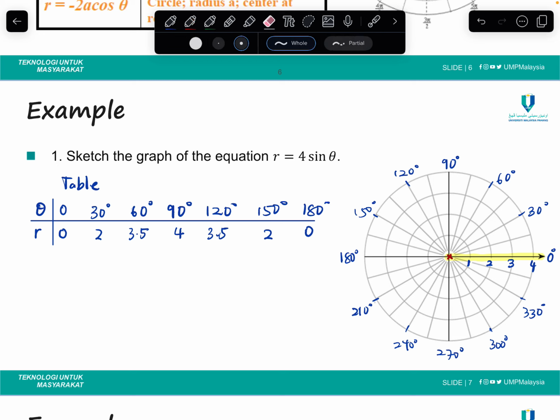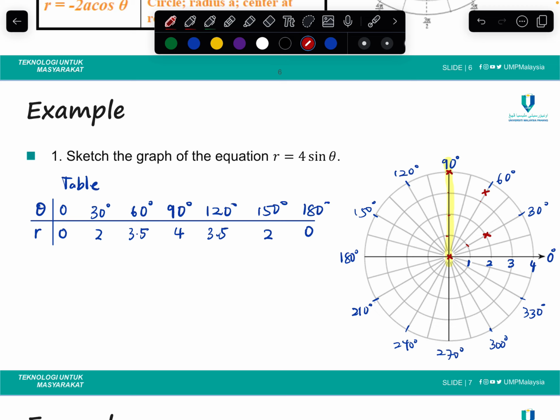Next, we focus on another ray, which is 30 degrees. Along this direction, the length from the pole is 2. So you have to measure, this is 1, this is 2. So this is another plot. Then at 60, we are focusing on the 60 degree line, and the length is 3.5. So this is 3, this is 4, so 3.5 is the middle point between 3 and 4. And look, at 90, the value is 4. So look at 90 degrees and evaluate the distance from the pole by 4 units. 1, 2, 3, 4. So it's at the outer ring.